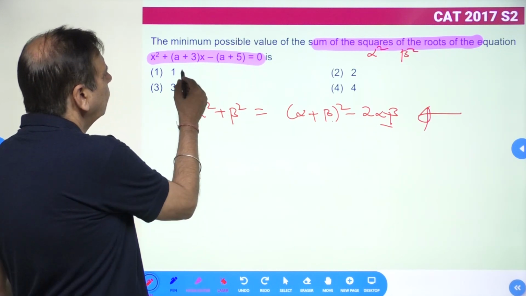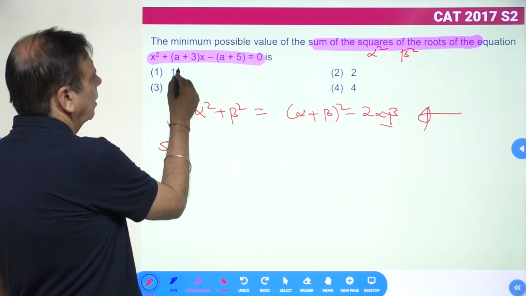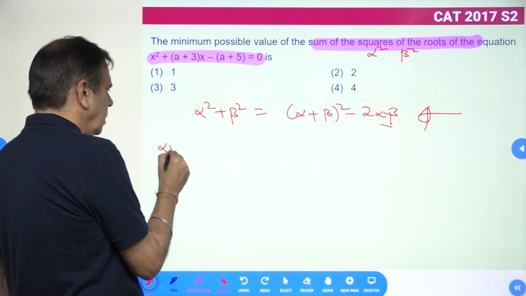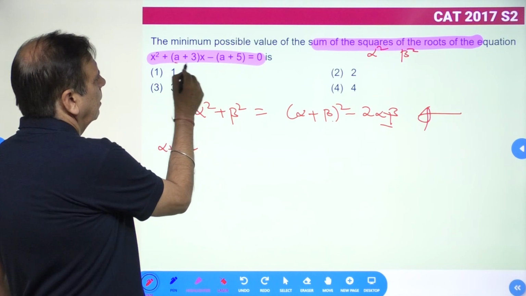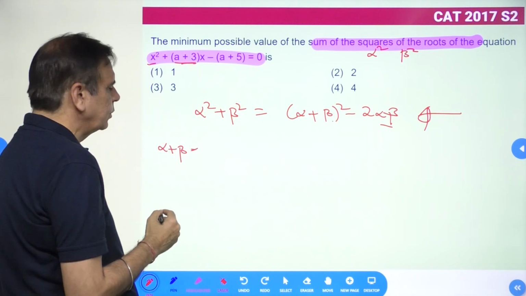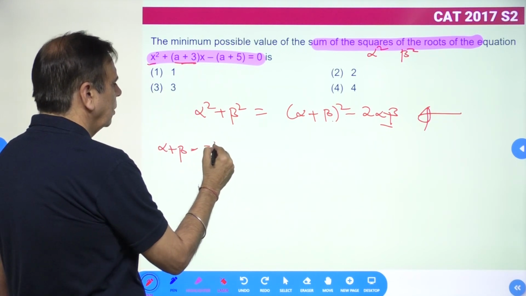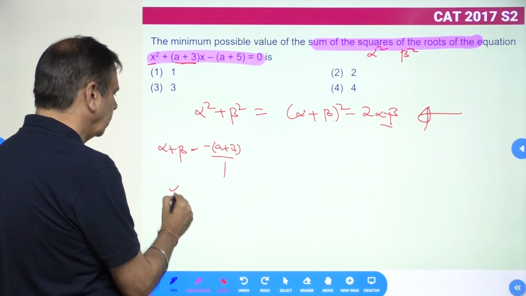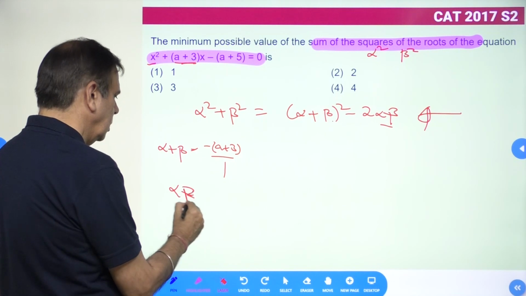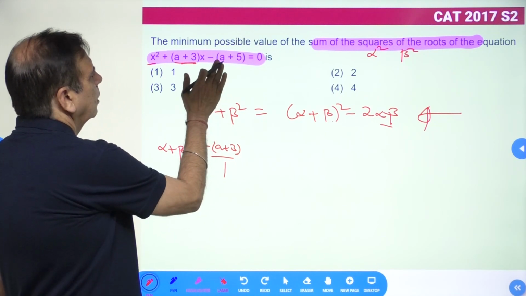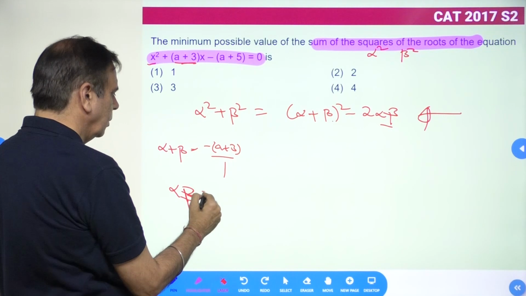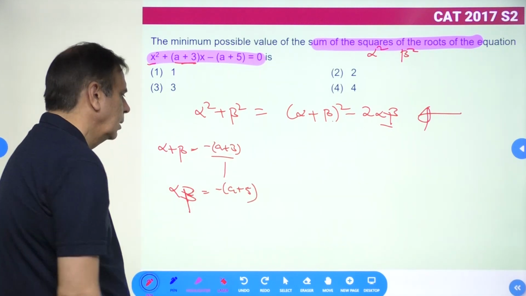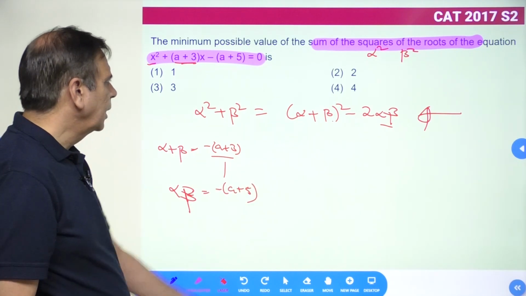So what is sum of roots out here? Sum of roots or alpha plus beta as per the question would be minus coefficient of x upon coefficient of x square. So minus of a plus 3 upon 1. And what is product of roots? Alpha into beta, constant term upon coefficient of x square, which is minus of a plus 5. Right?